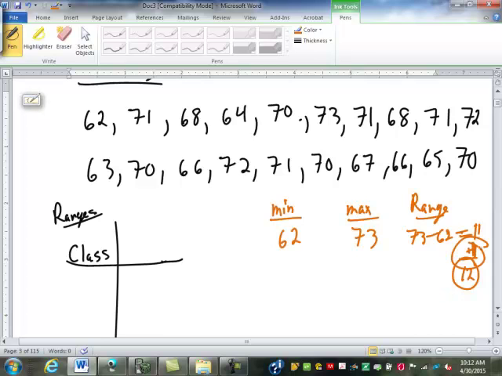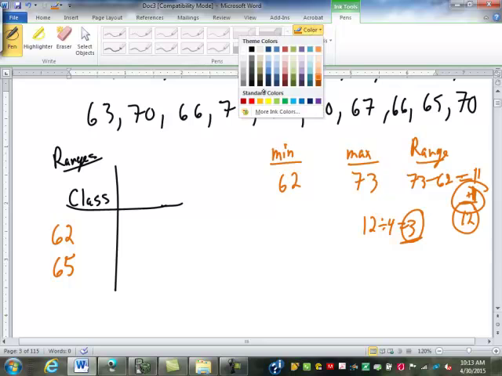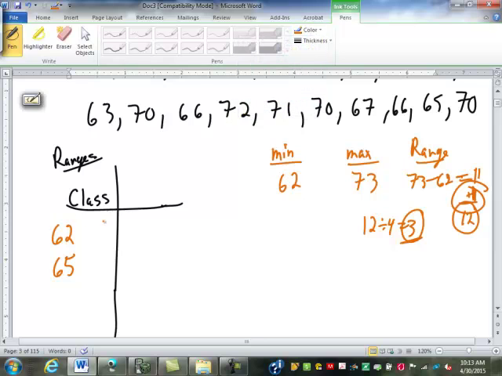And let's say I want to divide this up into 4 classes. So 12 divided by 4 would be 3. So each class has to have a range of 3. The smallest number being 62, this first class is going to start at 62. Is it going to go to 65? No. The range of 3 means the next class starts at 65. Since we're rounding to the nearest inch, this class can end at 64. So this would be 68, 71. This would be 67, 70, and 73.